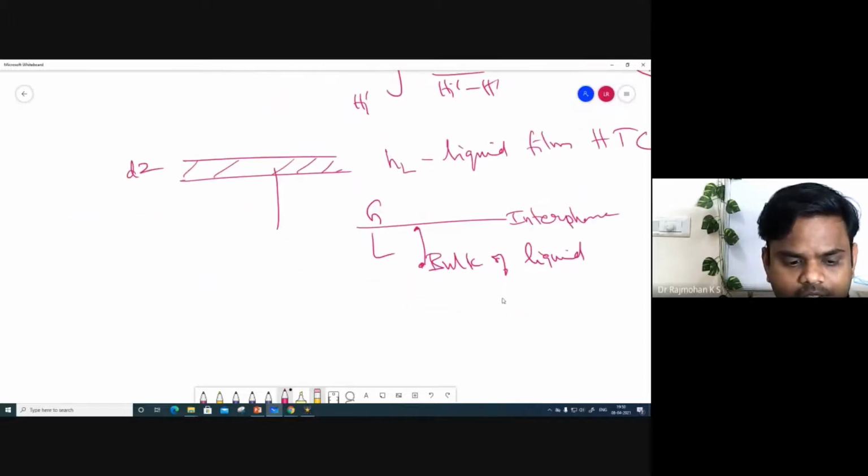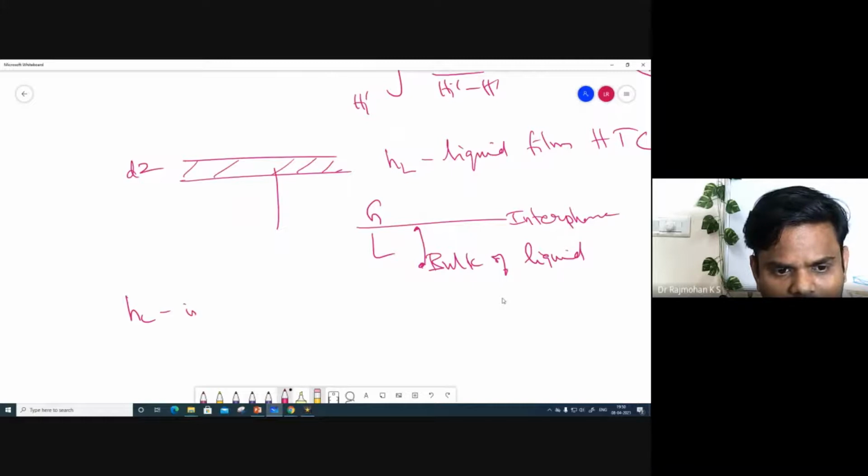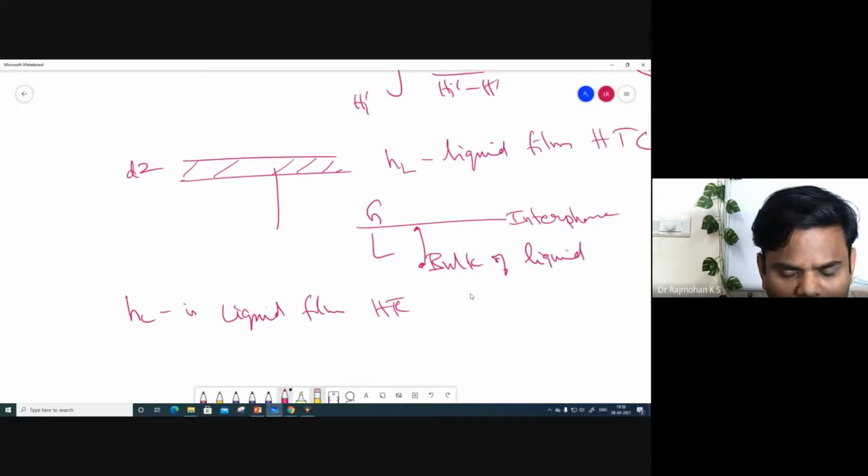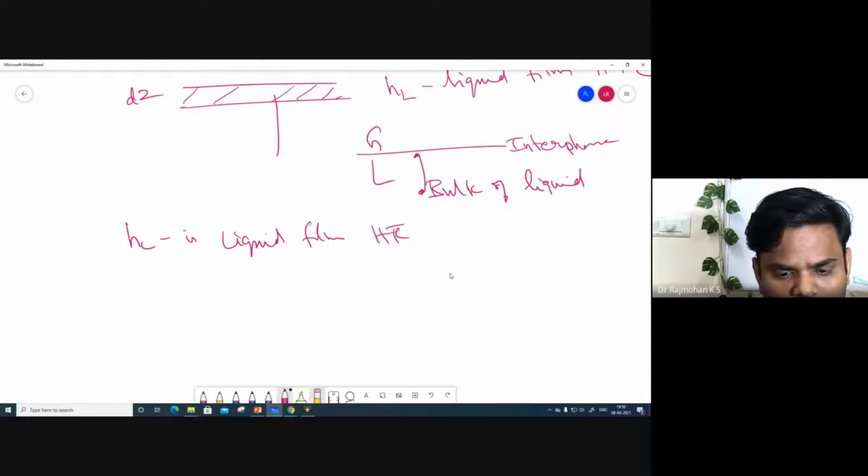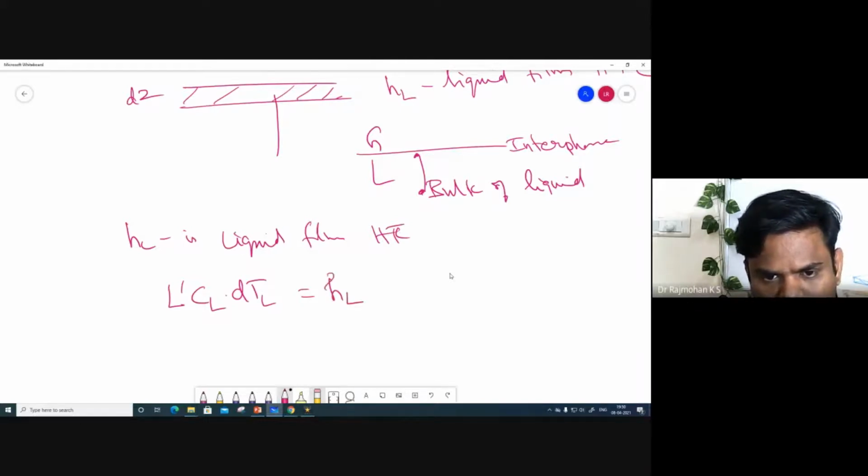So we can write what is that, right? If hL is the liquid film heat transfer coefficient, then the rate of heat transfer from the bulk liquid to the interface is given by L' CL dTL, a change in the bulk liquid temperature, which is equal to the heat transfer coefficient into a into dz into (temperature of the liquid minus temperature at the interface). So this is what happens on the liquid film side.